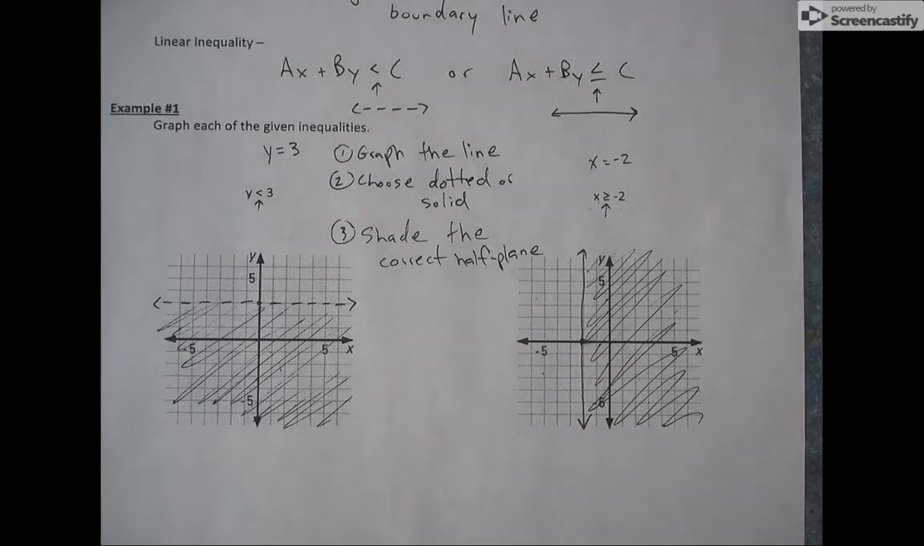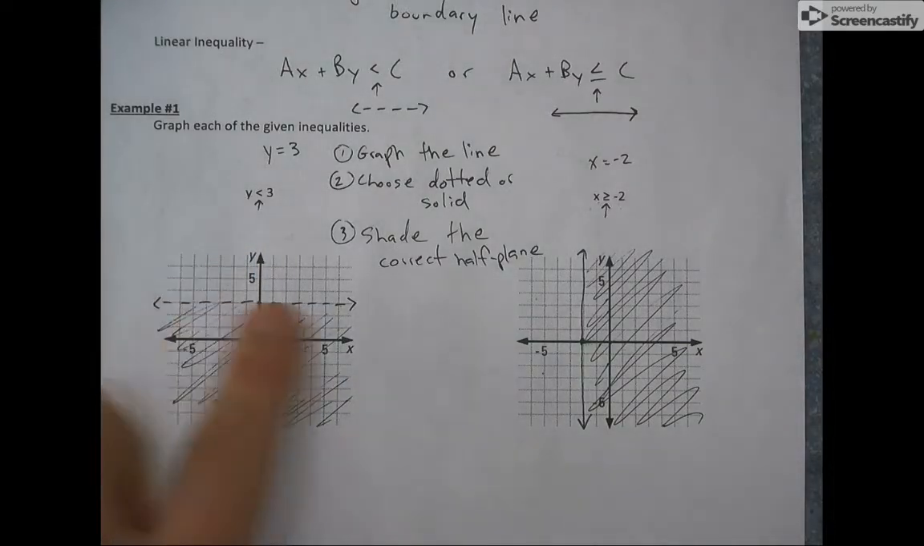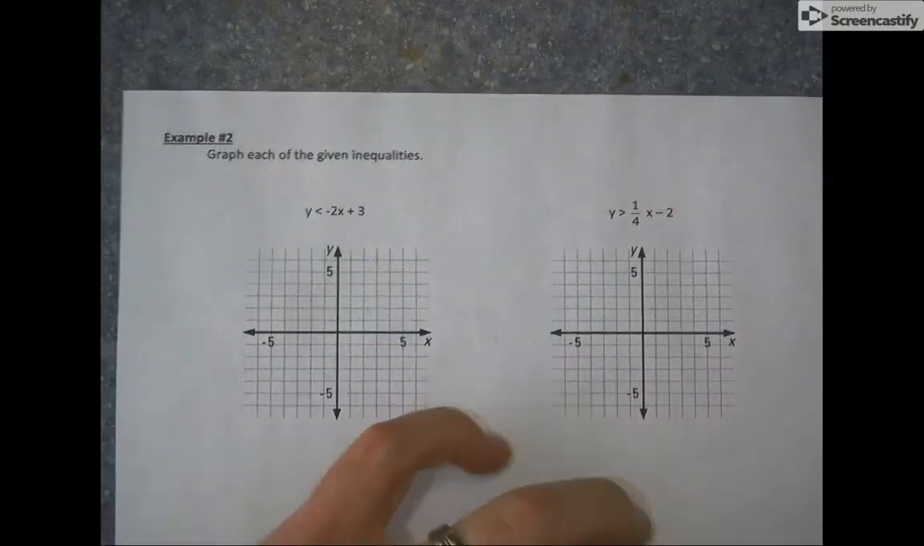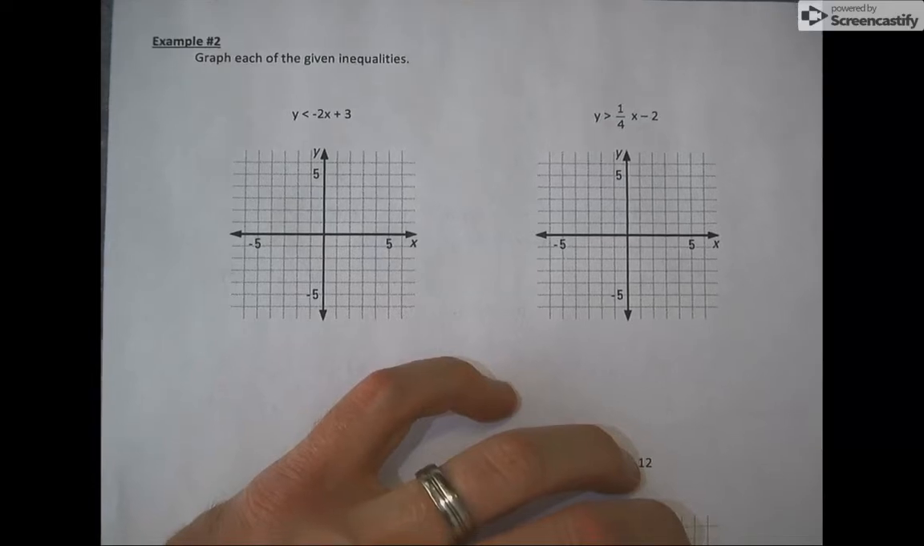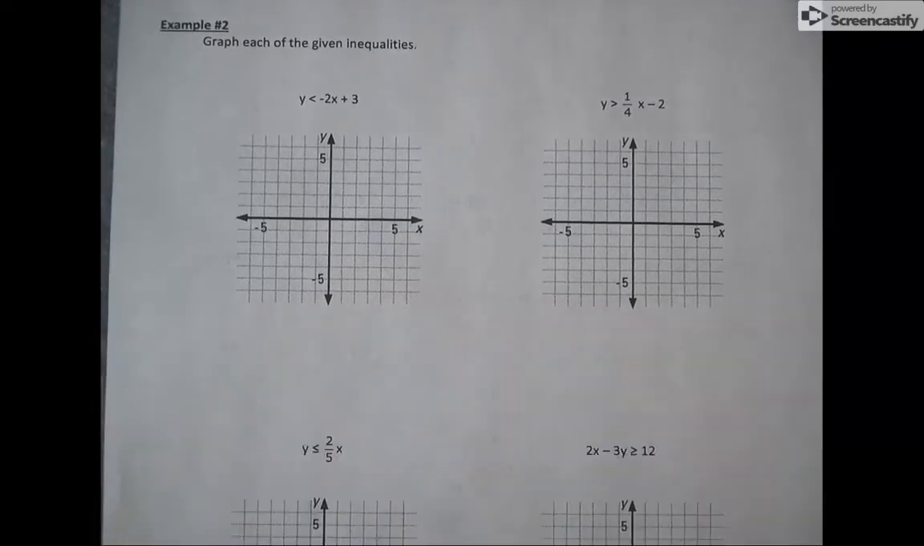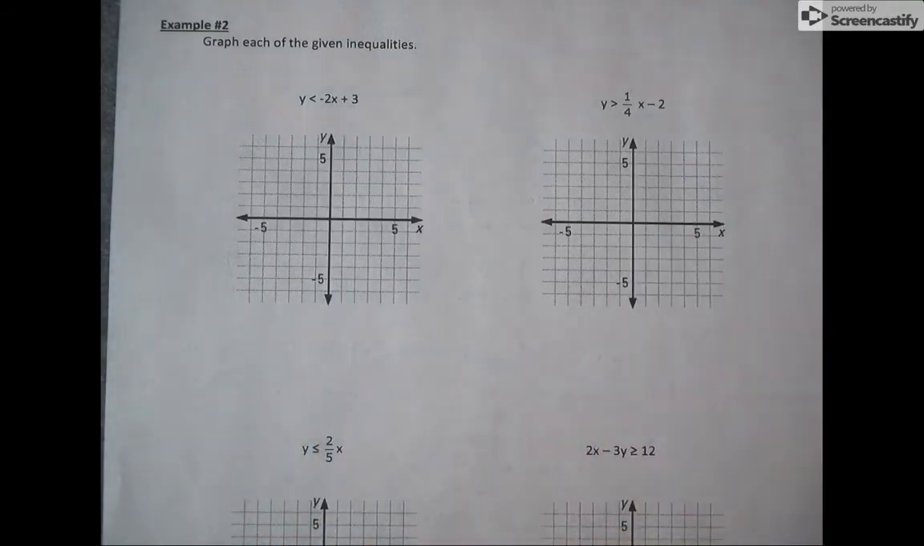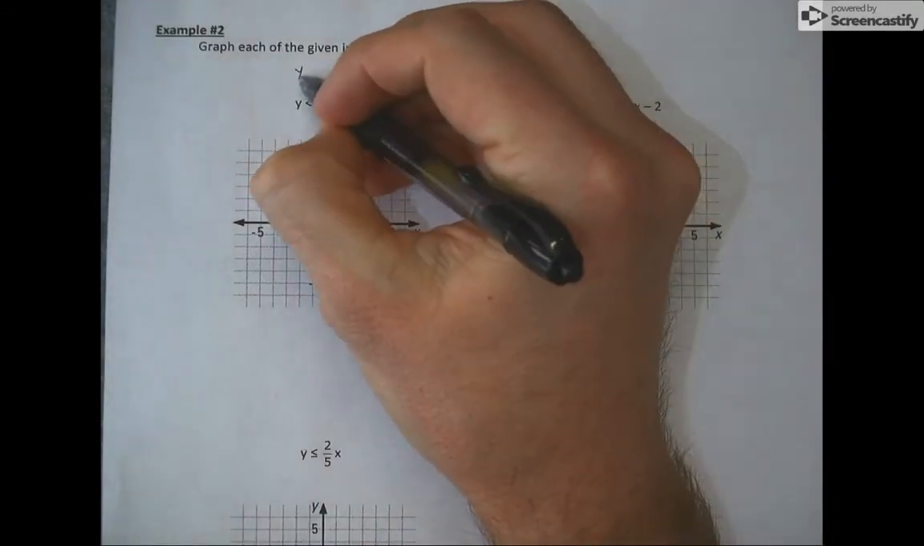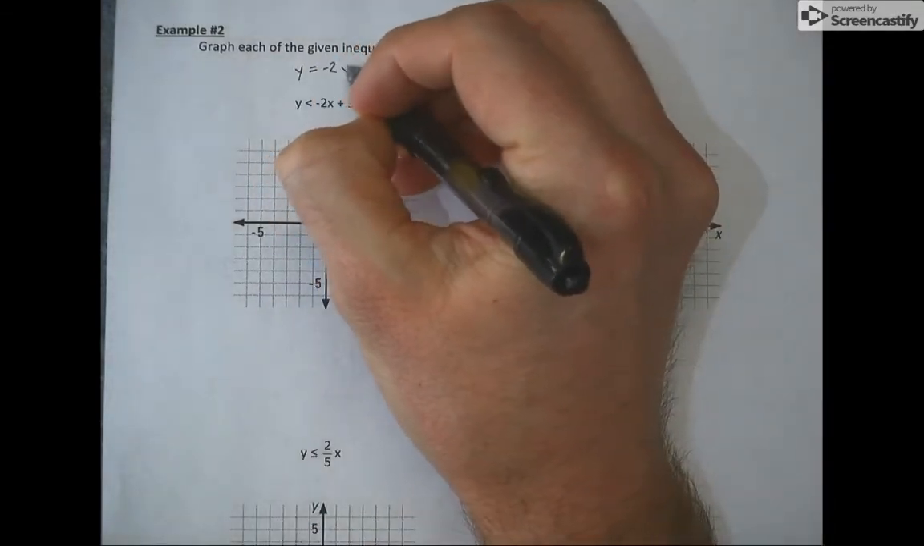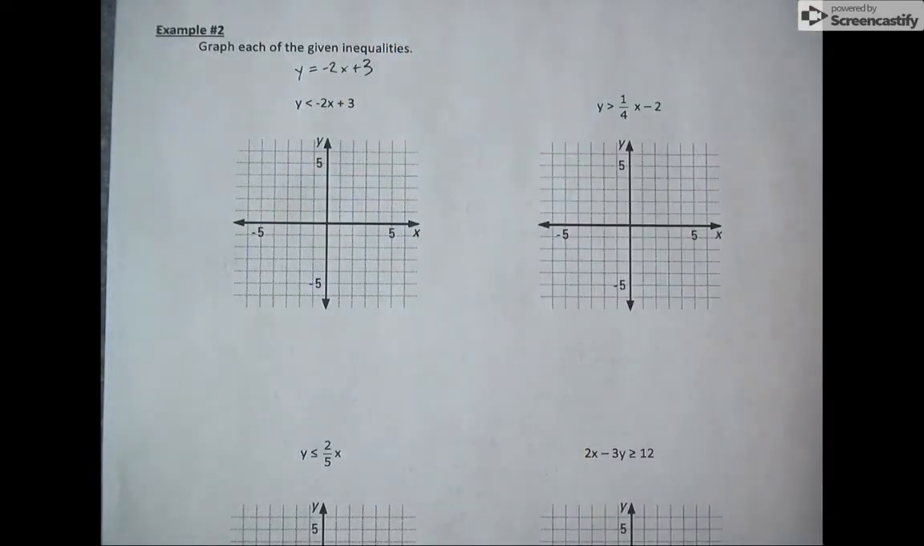So let's flip it over and take a look at some other types of lines that aren't simply these horizontal and vertical ones. So example number 2, same idea, just different forms of these inequalities. If we take a look at this one, it's still going to be the same steps. So think about if it just had an equal sign. What would that look like?